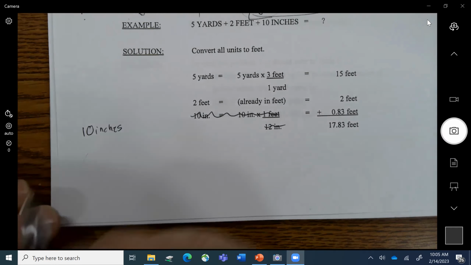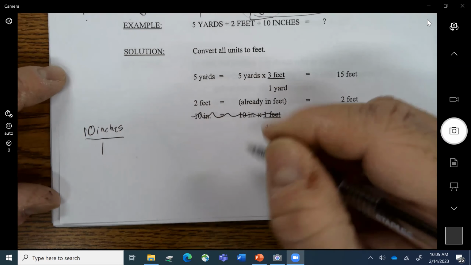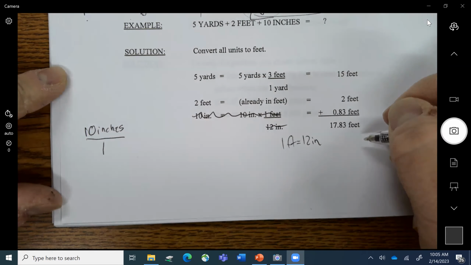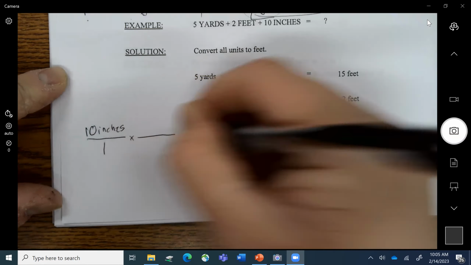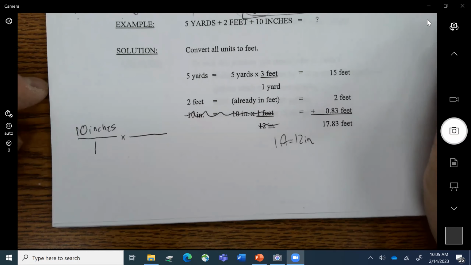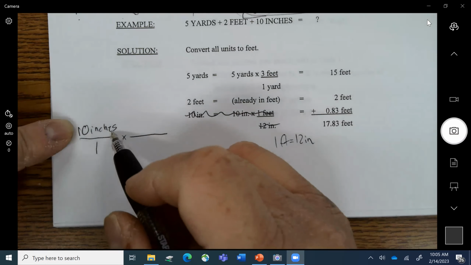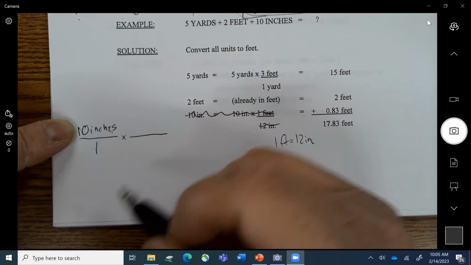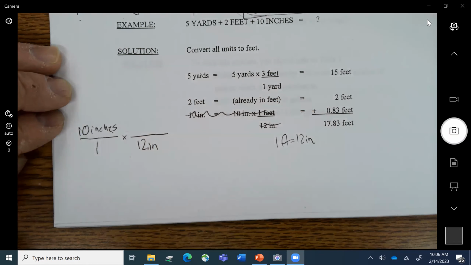I need to get it to feet. Well, this is over 1. I know that 1 foot equals 12 inches. And here, I'm going to put my inches where? So my inches are on the top. Where do my inches have to be to cancel? They have to be on the bottom to cancel, which is right here. Okay.